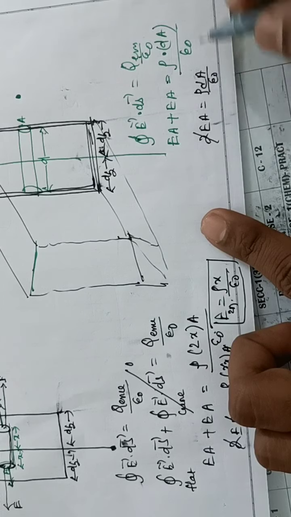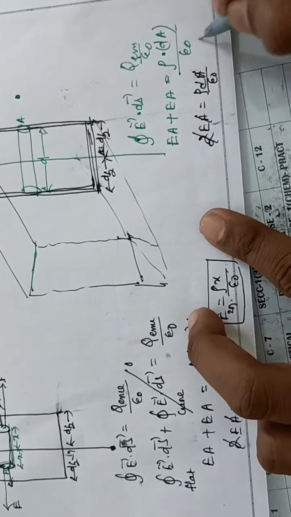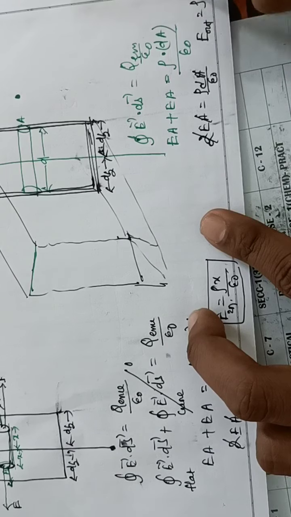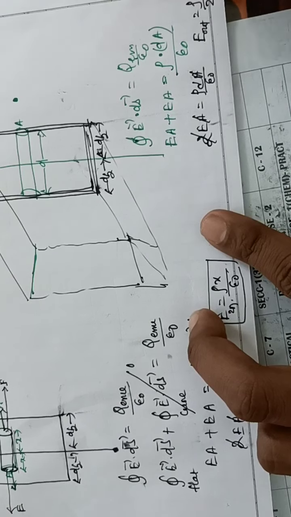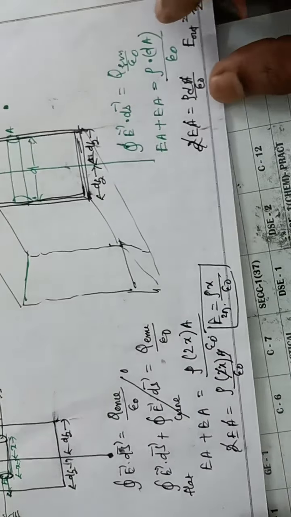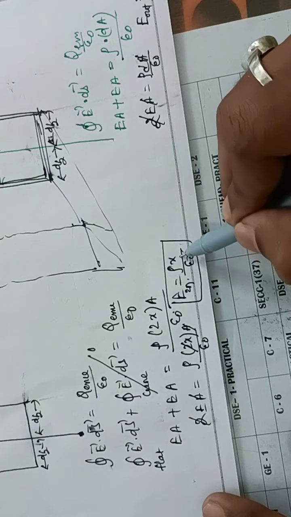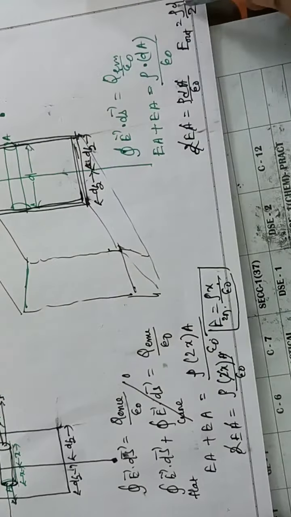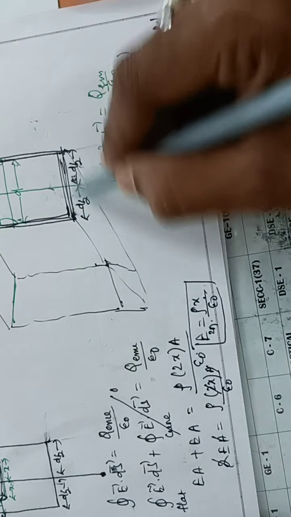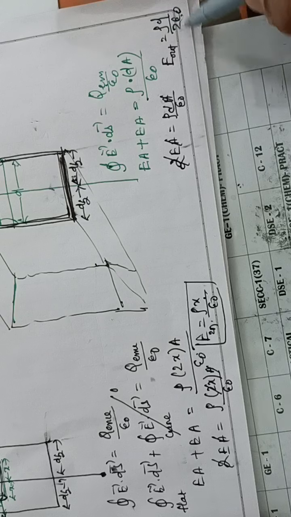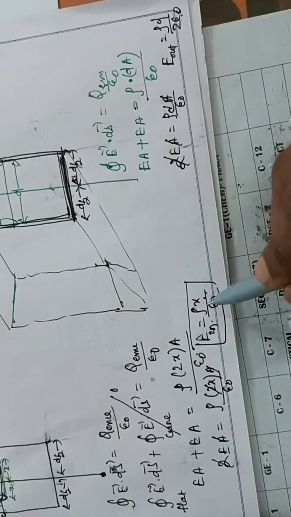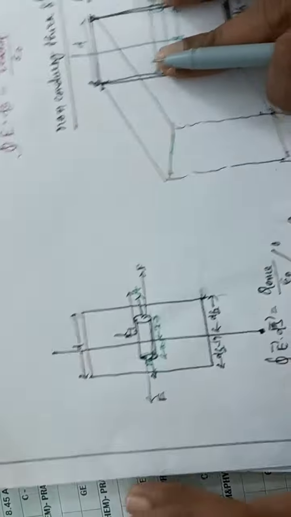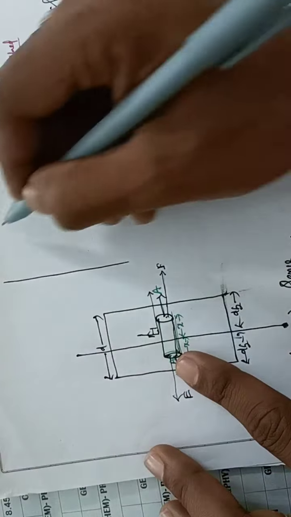Cancel out the 2, sorry, no, 2 is not cancelled, A cancels, and the expression outside is nothing but rho d upon 2 epsilon naught. It is very clear: inside it is directly proportional to x, but when it reaches the surface or outside, it is rho d upon 2 epsilon naught. This is a very important thing the student has to be clear about: outside, the electric field is constant because this width d is constant. That's why the expression rho d upon 2 epsilon naught is constant, but inside it varies with x.